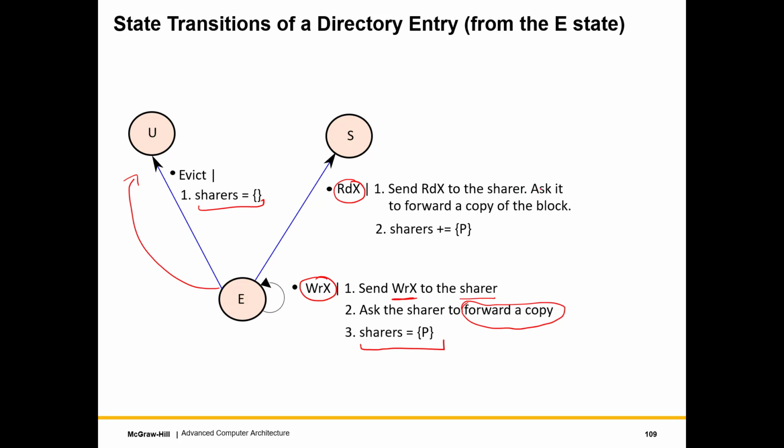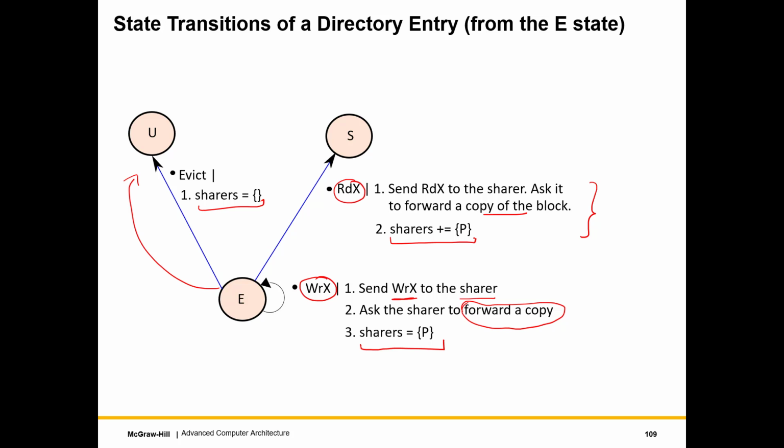If we receive a read miss message, we do two things. First, we send a read miss to the sharer, so we ask it to forward a copy of the block, and sharers plus-equal P. So this is very similar to what we had in the basic MSI and MESI protocols. As I said, no rocket science, no secret sauce over here. It is absolutely plain and simple. It is just that we have a dedicated directory that maintains state per block in the entire system. This of course will become an overhead, but we will see.